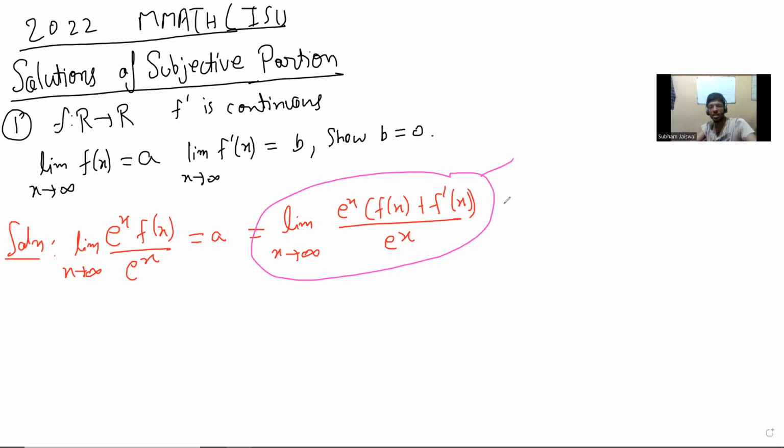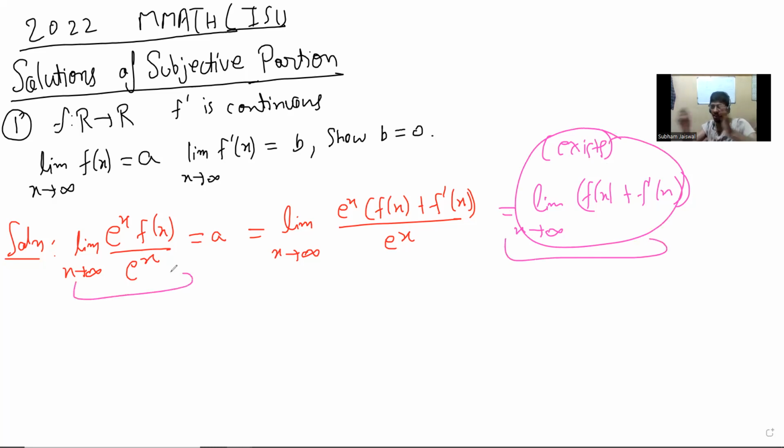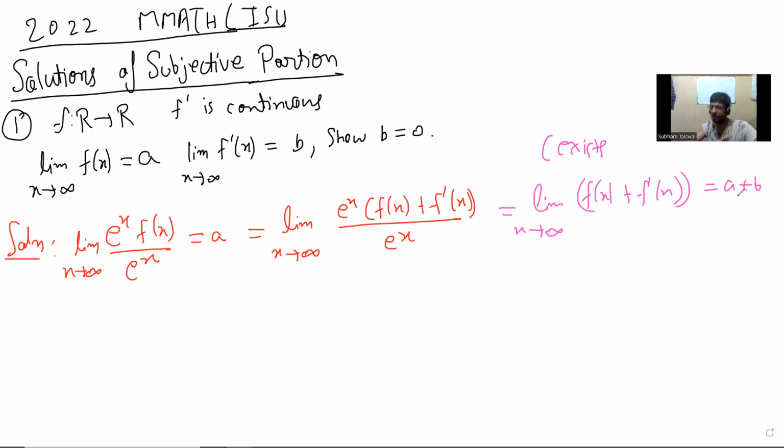But you see, this is equal to the limit of f(x) plus f dashed x, which exists. It is important that this exists independently. Since this exists, by L'Hopital's rule, this limit and this limit are all equal. And then it's trivial because this is a plus b. This exists because f dash and f, both the limits exist, and this is a, so b is 0.